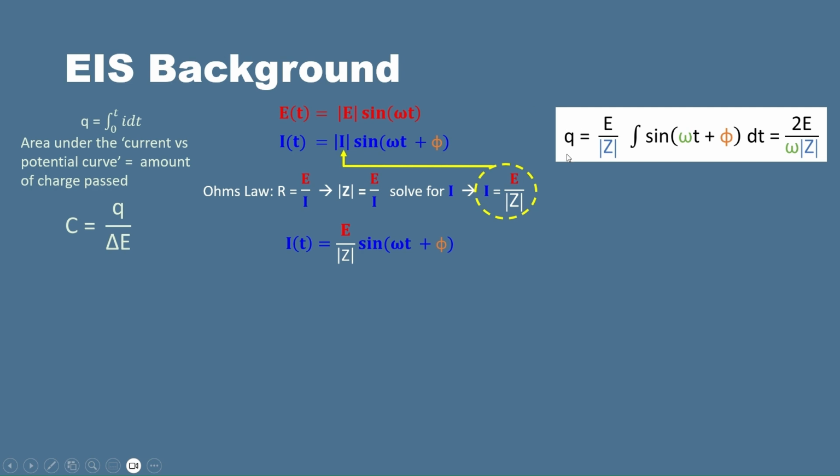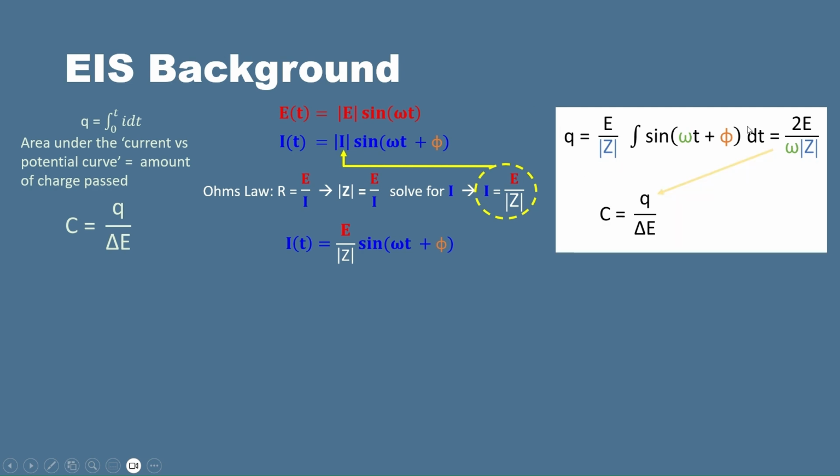And if we know that this is the amount of charge passed, then we can sub it into this equation here to find the capacitance. That will then look something like this, which we're then able to cancel out the potential, and then we are left with something very simple for the capacitance.